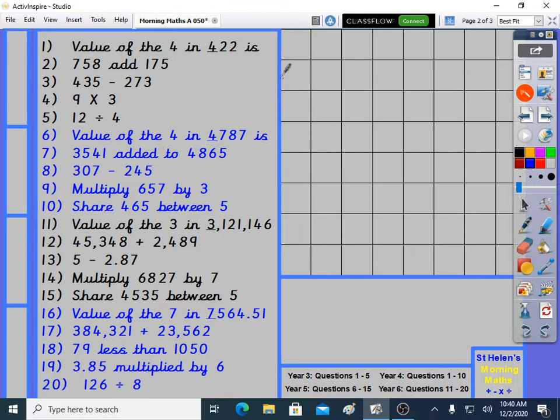What we're doing here, value of the 3 in, this is an easy one in a way, value of the 3 in 3,121,146. It's obviously worth 3 million because you say it when you say the number. That is the millions comma, that is the thousands comma. So we say 3,121,146. So you say numbers in little bunches in between the commas.